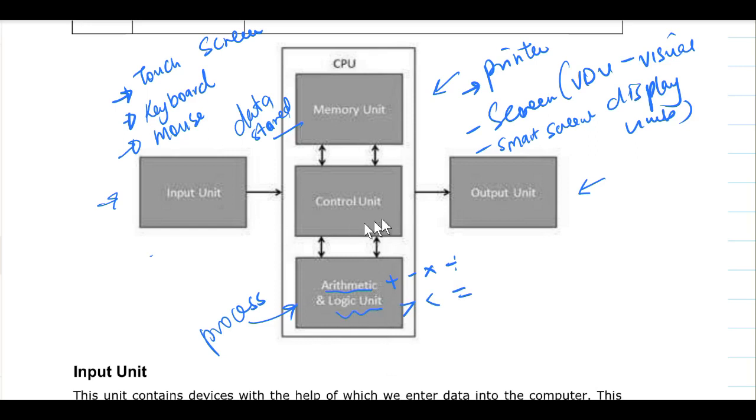Then the last one is the control unit, which controls all of this. It controls how the input is coming in, how the output is going out, how the data is stored, and how the calculations are performed. This is called the control unit. The speaker is also an output. We'll see them. There are very many other outputs that you can find.